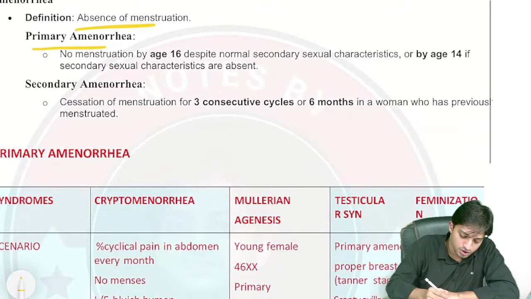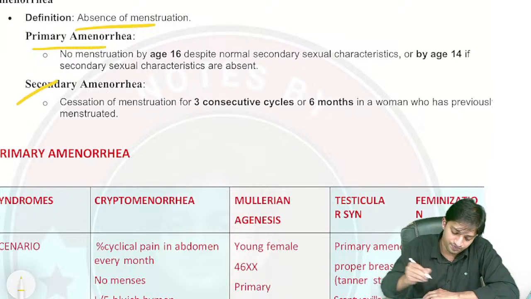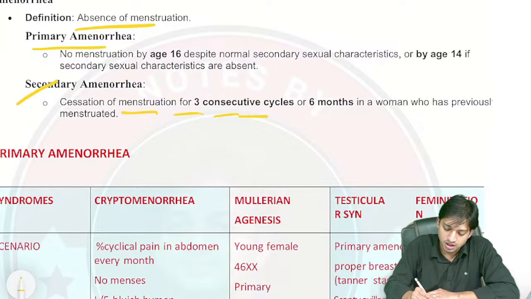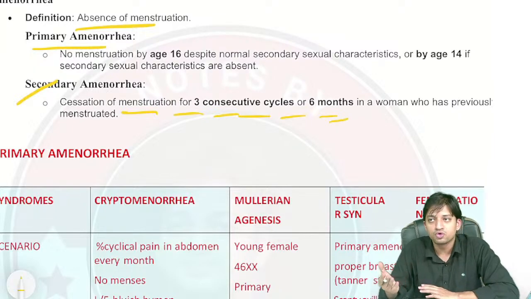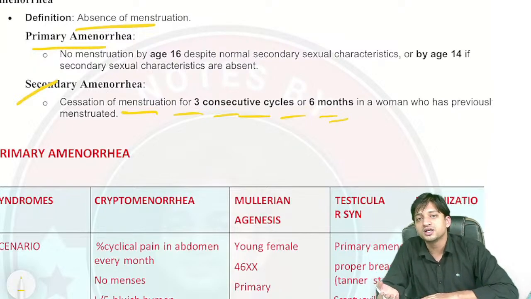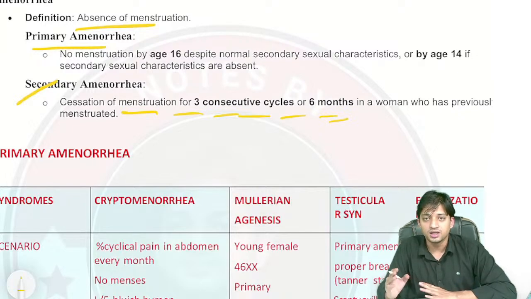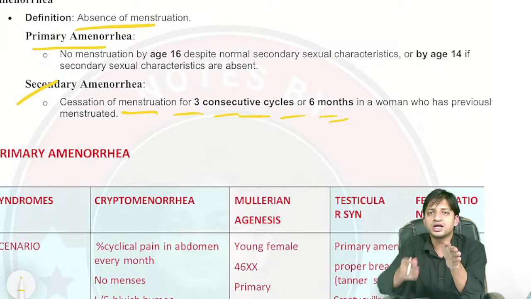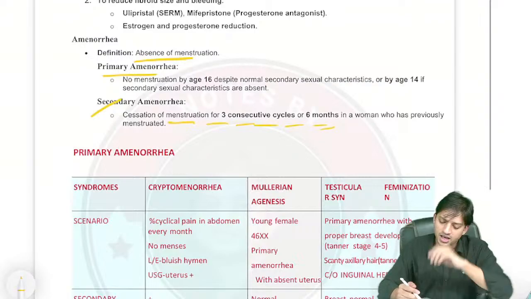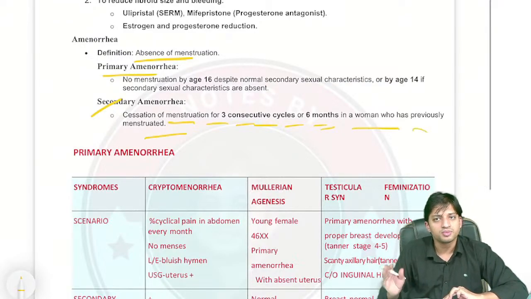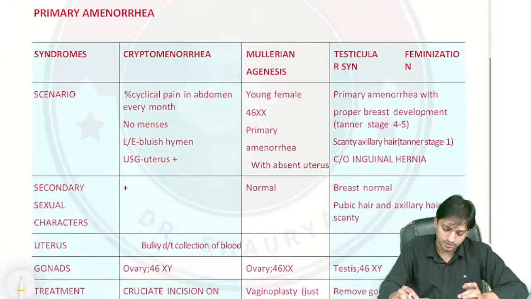Just come here to the secondary amenorrhea. What will you see? There will be cessation of menstruation for 3 consecutive cycles. Simple. In secondary amenorrhea, most common cause, it is the pregnancy, right? In pregnancy, it is the most common cause of secondary amenorrhea. Amenorrhea will be there for 3 consecutive cycles or 6 months in continuum, in a woman who has previously menstruated. Secondary amenorrhea.